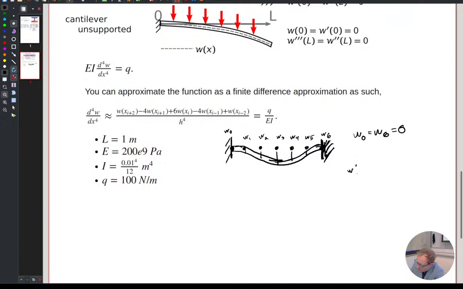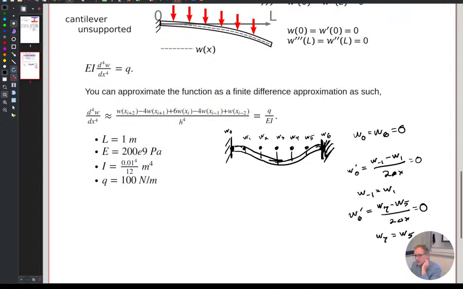W prime 0 equals W negative 1 minus W1 over 2 delta x, and that's equal to 0. So if I see a W -1, it's equal to W1. W6 prime equals W7 minus W5 all over 2 delta x, which is 0. So W7, if I see that, it is a W5.